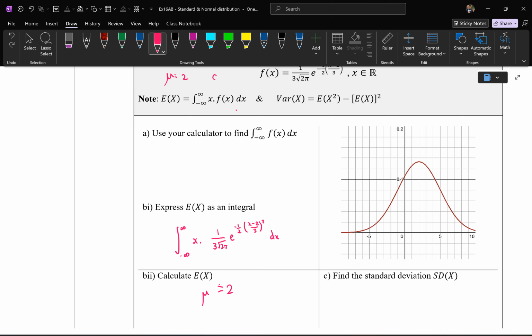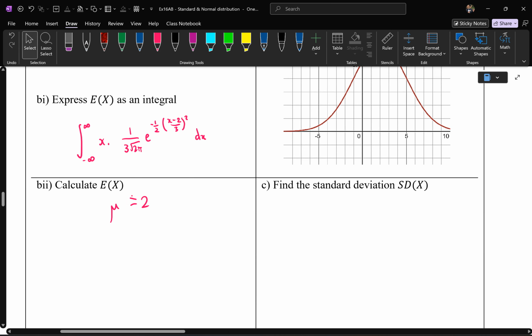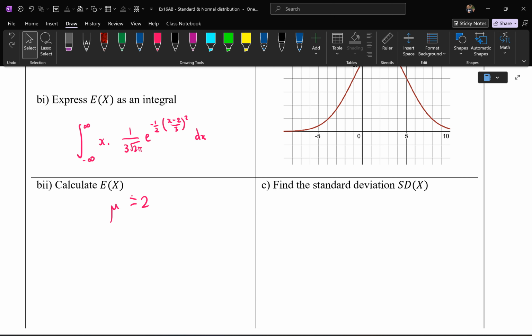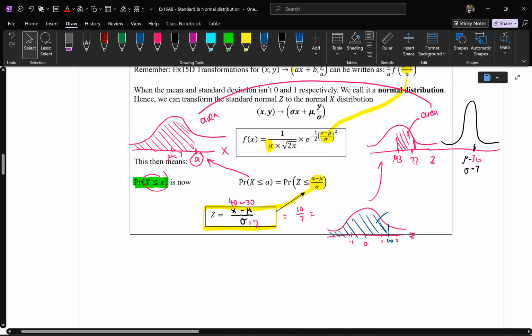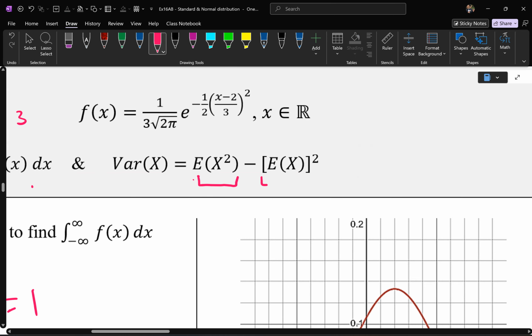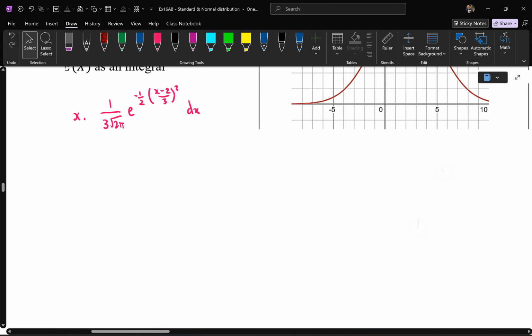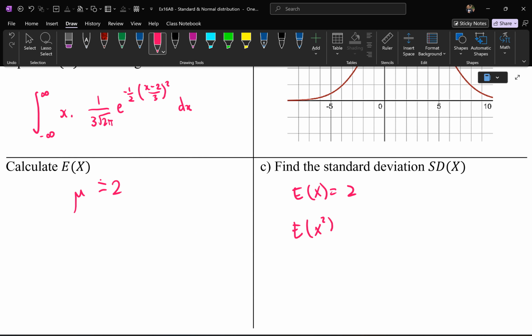Mean of 2, standard deviation of 3, and this was equal to 1. So find the standard deviation. What should the standard deviation be? 3. But let's say you didn't know that because you haven't understood the theory, but you know the formulas for it. How would you do it? Well, we've got variance up here: E of x squared, take away the E of x all squared. E of x we just found out was 2. How do you find E of x squared?